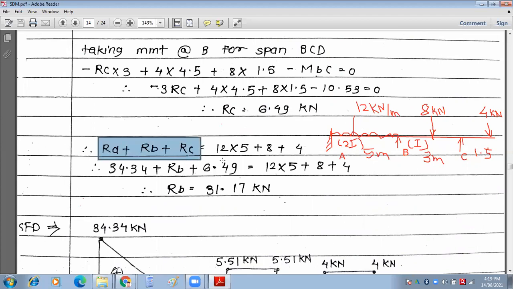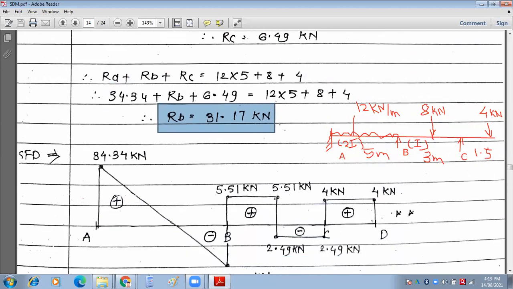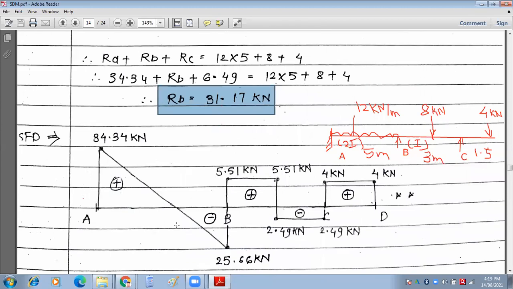Once you have reactions RA and RC, the next procedure is to take the summation of all these forces. As we know, summation Fy is equal to 0, reaction RA plus RB plus RC is equal to the total load. And the total load is 12 into 5 plus 8 plus 4. The total load minus reaction RA minus reaction RC, you will be getting reaction RB, and reaction RB value is 31.17 kilonewton. Now once you have found out all these reactions, it is easy to draw the shear force diagram.